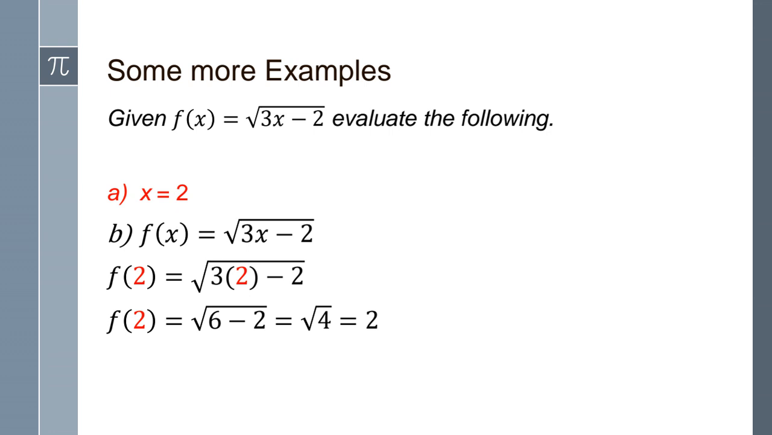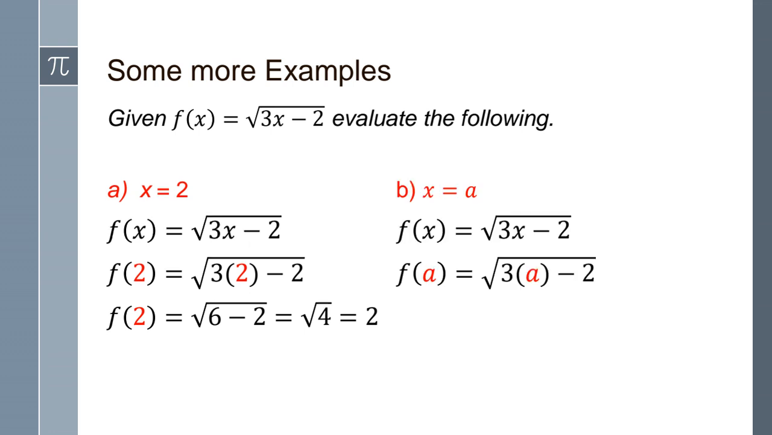Okay, so let's do B. x is equal to a. Okay, again, I'm dealing with the same function. Everywhere I see x, I'm going to plug in a. So again, a is not a number, so when I multiply 3 times a, well, that's just 3a. 3a minus 2, these are two unlike terms. I cannot simplify anymore, so that is going to be my answer. My answer is just going to be the square root of 3a minus 2.